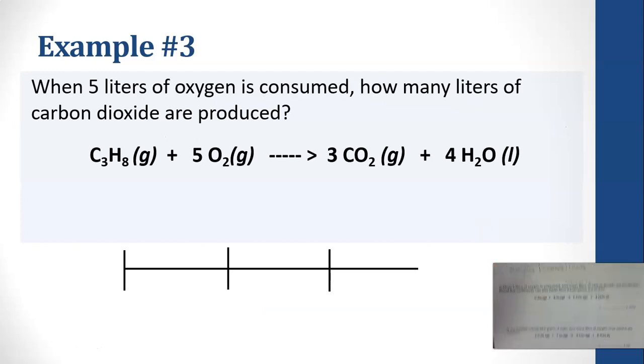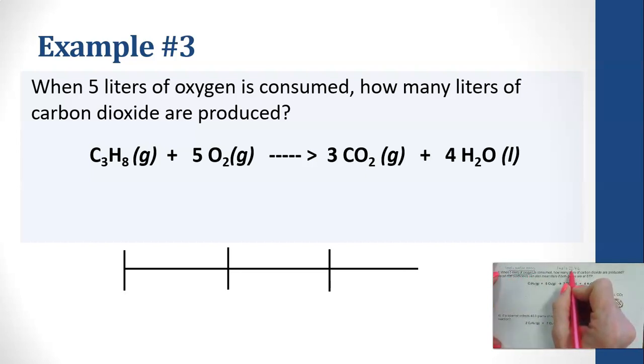Alrighty, example problem number 3. When 5 liters of oxygen is consumed, how many liters of carbon dioxide are produced? Well, 5 liters of oxygen is my given. My unknown, liters of carbon dioxide. Both gases are at STP. So we start by writing 5 liters of O2.